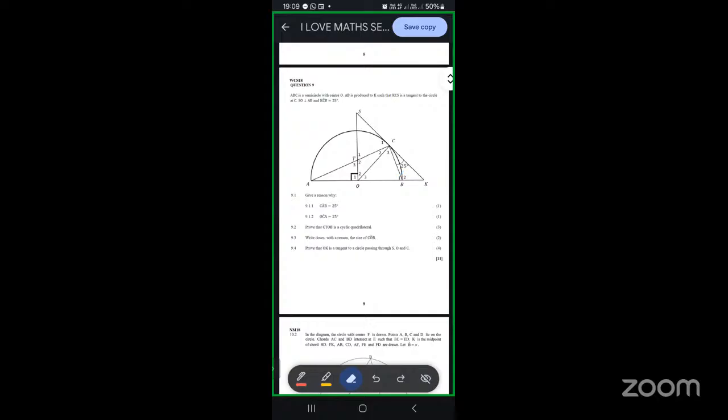9.1: give a reason why CAB is equal to 25. CAB is this one here. We already noted that using the DRCPT method. This angle is between the tangent and the chord. Then in the triangle, it will be equal to the angle opposite the chord. This is the chord, and it will be equal to that angle. Therefore, this angle is equal to 25. They want a reason why, and this is a theorem. Does it make sense to you guys?